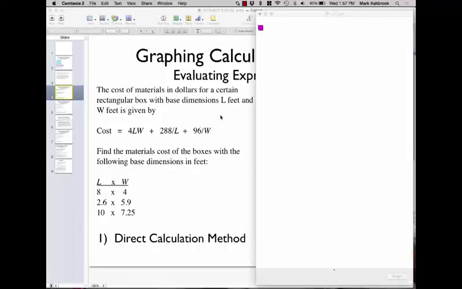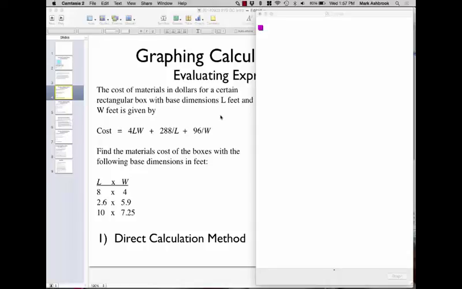So here's a formula. The cost of materials in dollars for a certain rectangular box with base dimensions L feet and W feet is given by this formula. Find the materials cost of the boxes with the following base dimensions. So we're going to go through this in some different ways that we could do this. The first we've already seen, just direct calculation.